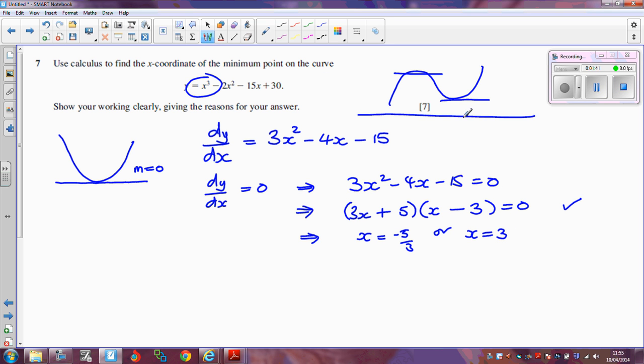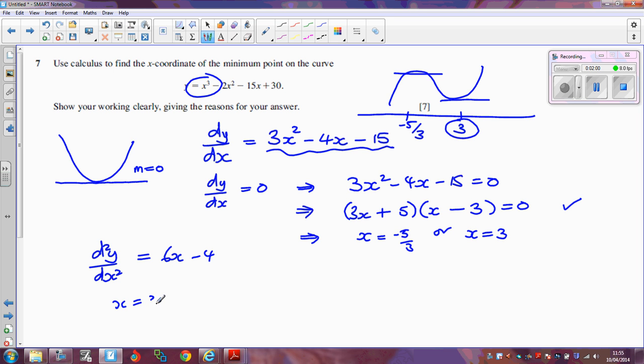X equals 3 is further right than x is minus 5 thirds. So the chances are that this one is going to be the minimum, but I'm just going to check. And to do that, I differentiate again. Now that gives me d2y by dx squared. If I differentiate this expression, I'm going to get 6x minus 4.